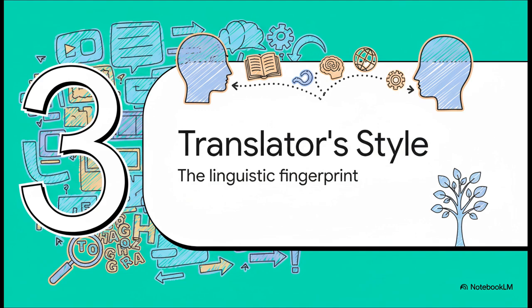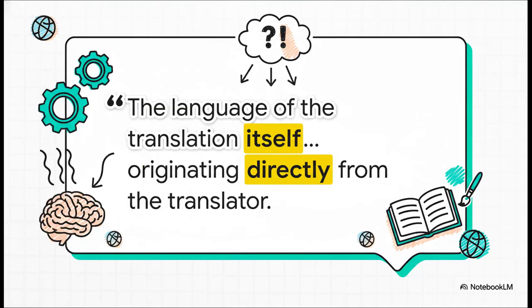Okay, so when you start putting all these tiny choices together, all the transpositions, the modulations, the adaptations, something really interesting happens. They're not random. They start to form a pattern. They create a kind of linguistic fingerprint that is totally unique to that translator. And this is a huge deal.